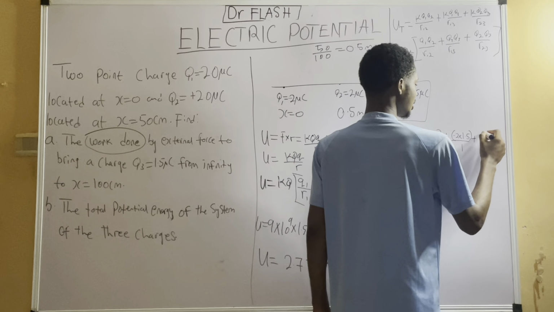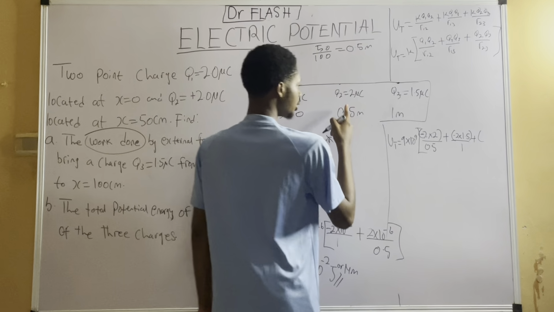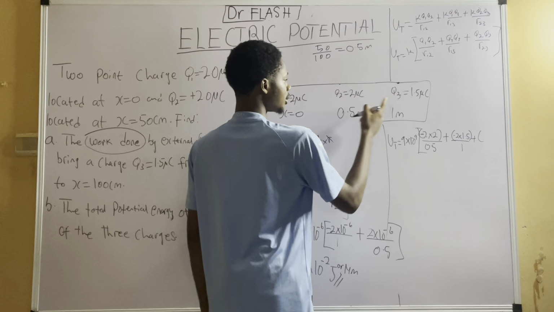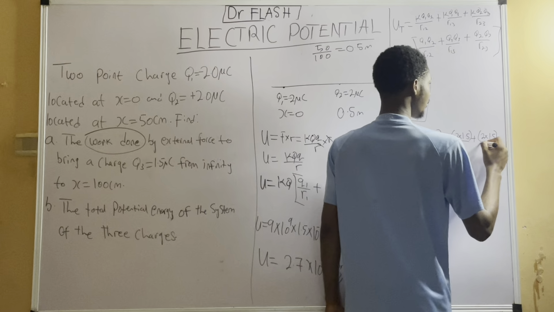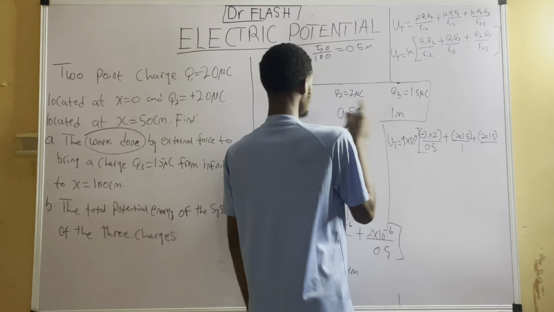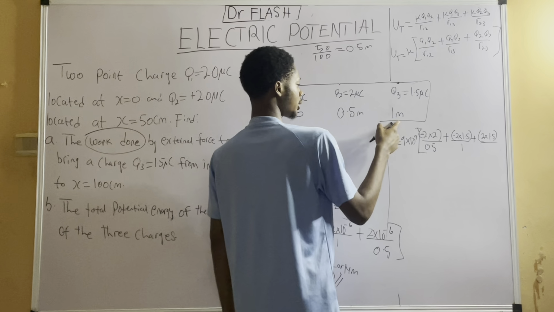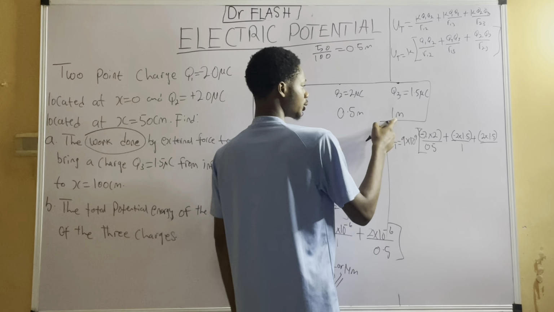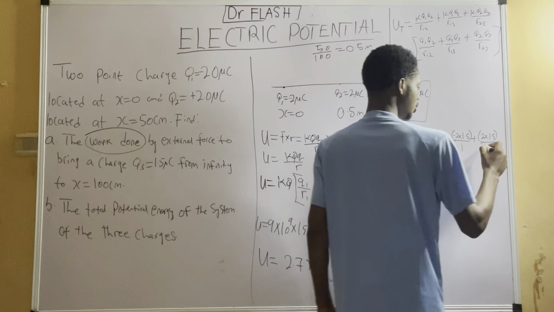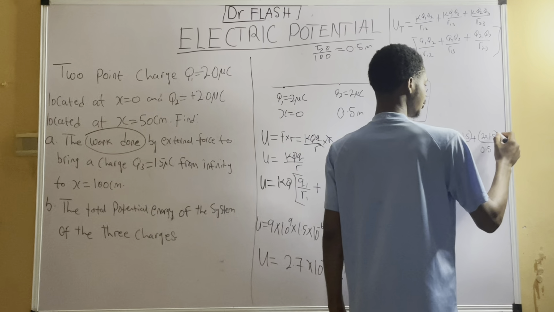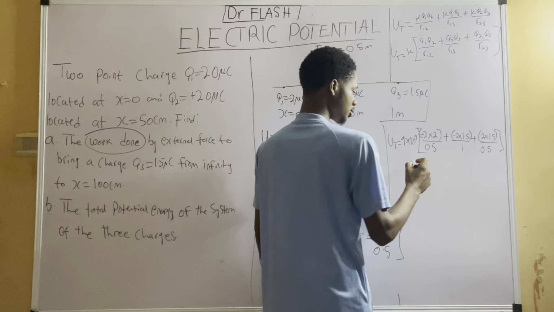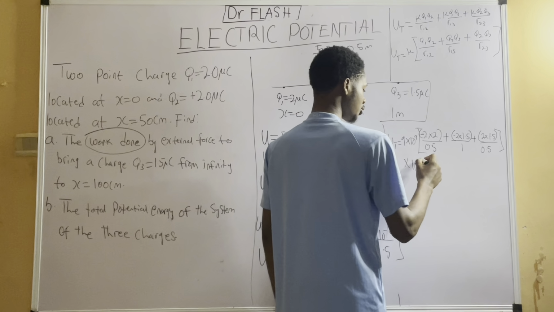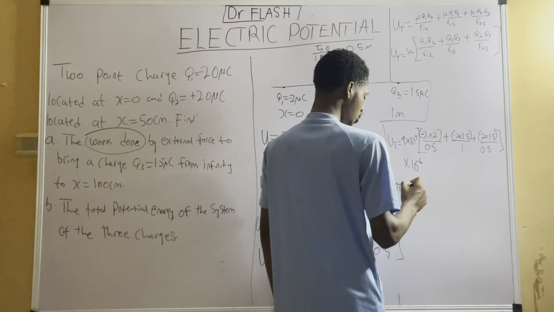Plus the last value, which is Q2 is 2 and Q3 is 1.5. So we're going to have 2 times 1.5 divided by the distance between Q3 and Q2. Here to here is 0.5, here to here is 1. So subtracting 0.5 from 1, you get what now? Here to here is 0.5. So we're going to have 0.5. And all these will be multiplied by 10 to the power of minus 6 because they're all in microcoulombs.